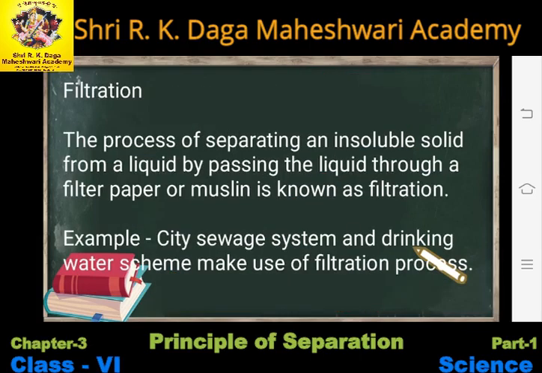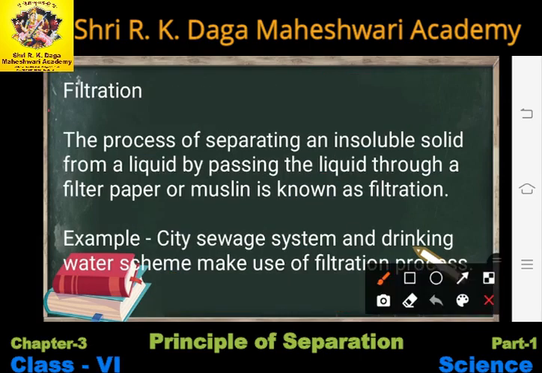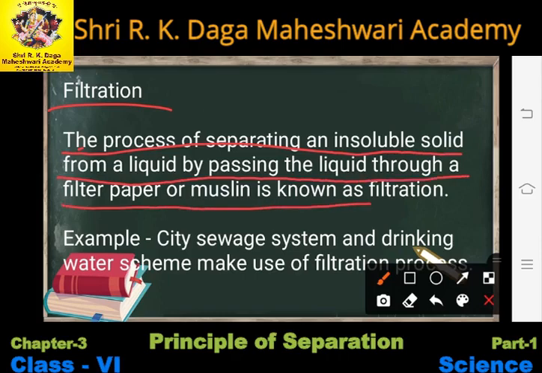The first process by which we can separate solid from the liquid is filtration. What do we do in this method? Students, you have to read along with me. The process of separating an insoluble solid from a liquid by passing the liquid through a filter paper or muslin is called filtration. Okay, how can we separate the insoluble solutes from the solvents?